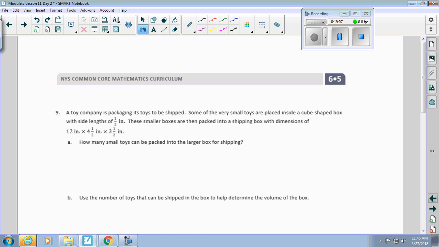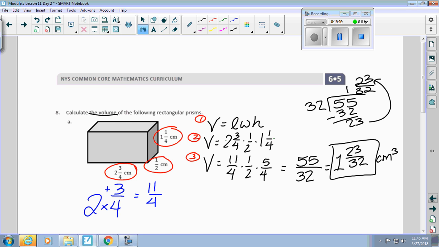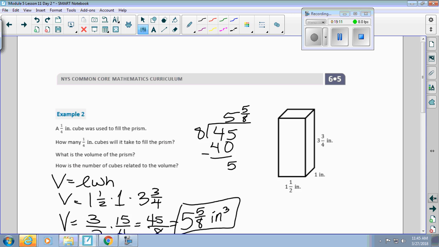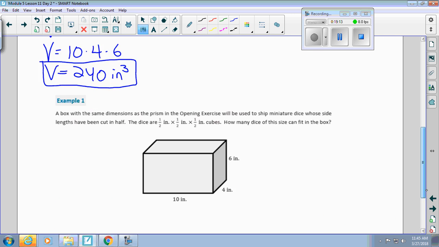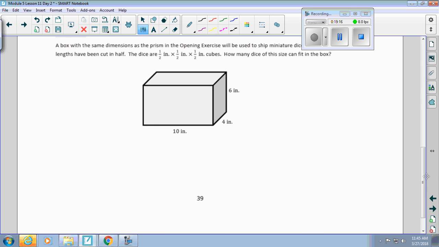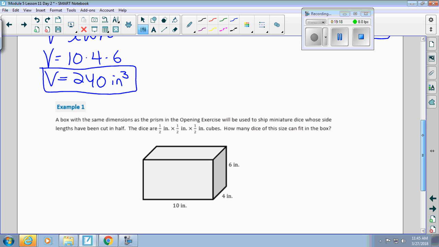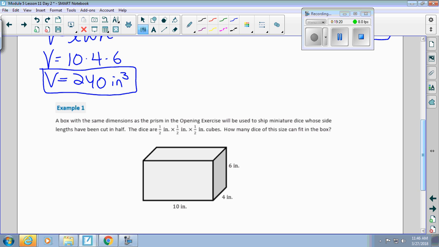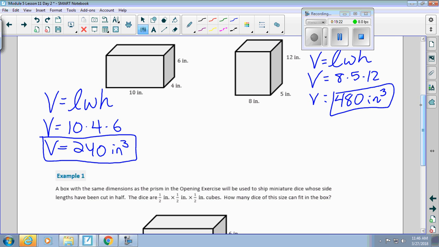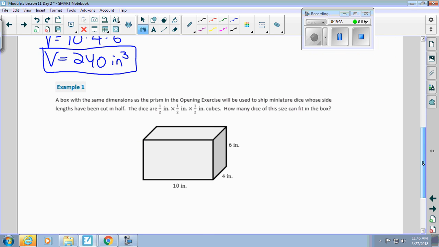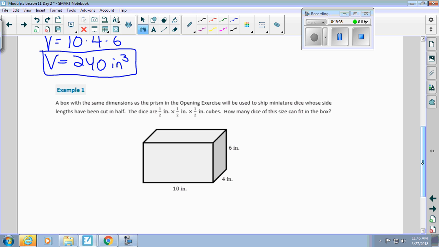So let's go to the first page of this lesson, which was page 39, right? So on page 39, we found the volume of 2 different rectangular prisms. We found out one to be 240. We found the other one to be 480 cubic inches. So down here, they changed the question a little bit. They have a box that's the same size as the one given up top on the left.